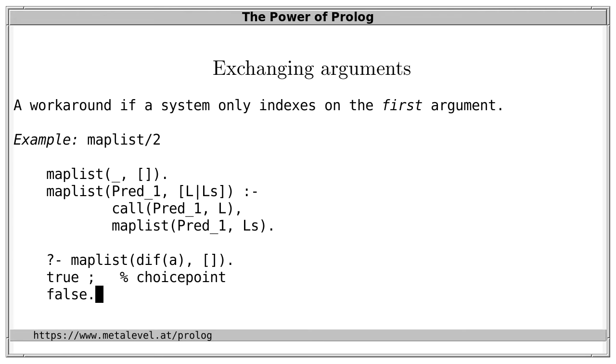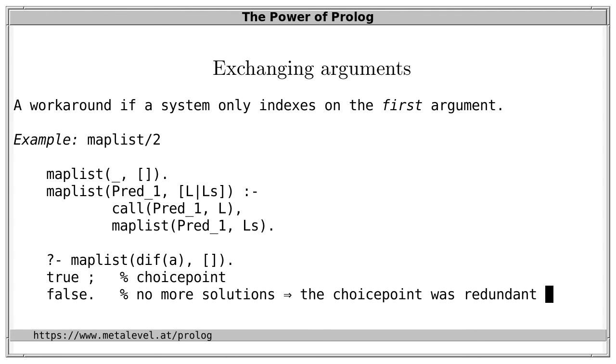And on backtracking, the Prolog system tells us that there are no further solutions. And this means that the choice point was redundant. And the reason for this is that first argument indexing can't tell the clauses apart, because in this concrete query, the first argument is the term diff of A. And in this concrete implementation of the predicate, both clause heads unify with this query if we only consider the first argument.